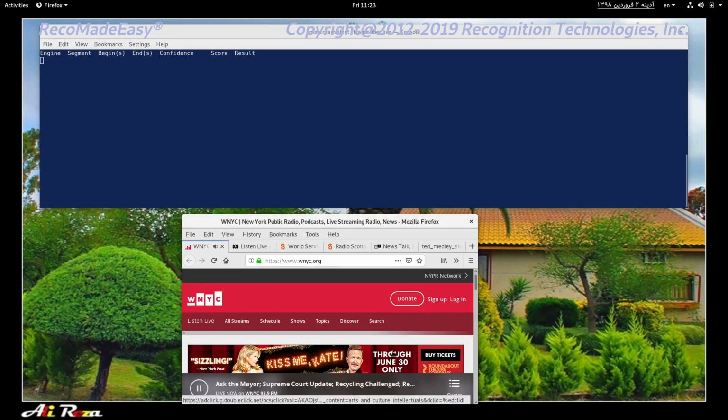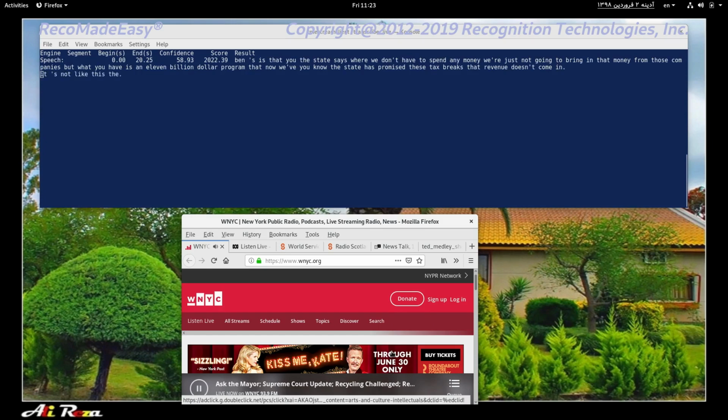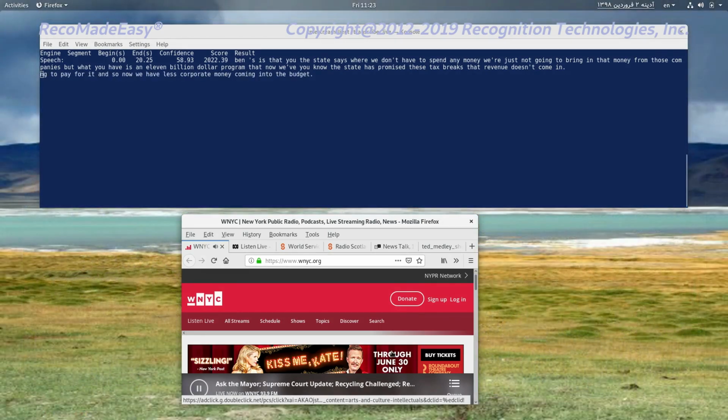Is that the state says, well, we don't have to spend any money. We're just not going to bring in that money from those companies. But what you have is an $11 billion program that now the state has promised these tax breaks. That revenue doesn't come in. So it's not like the state's budget goes down. Who's going to pay for it? And so now we have less corporate money coming into the budget, and so who has to pay the bill? Taxpayers and the businesses that didn't get the tax break. So everybody else pays more for some companies to pay less.